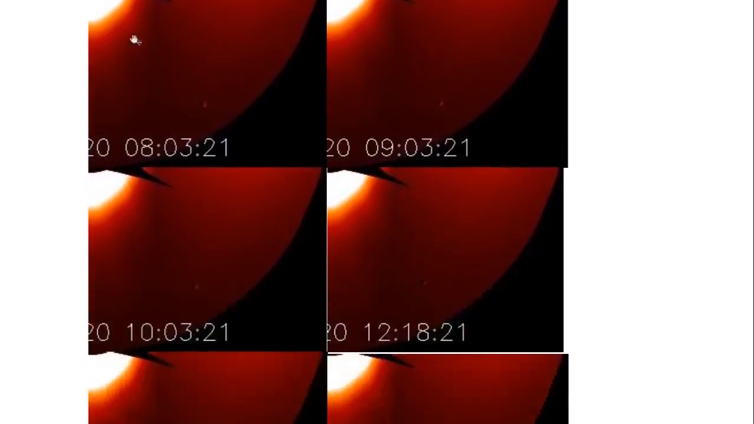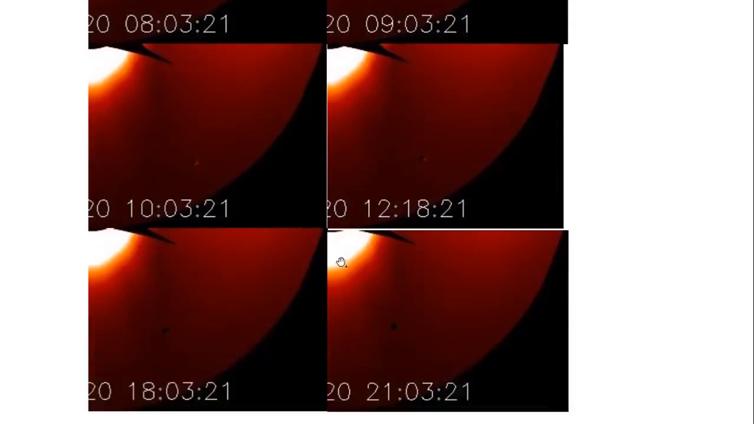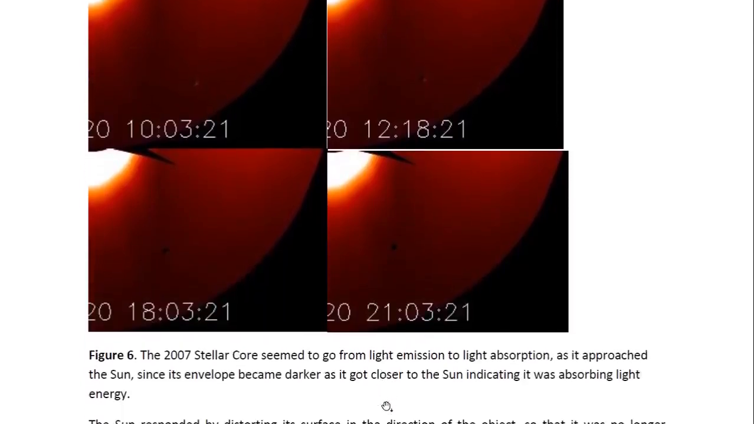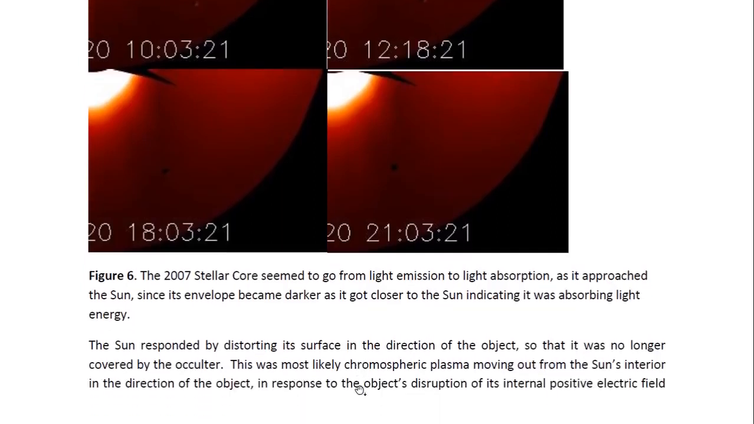And here you can see that as it approached the sun, this envelope that surrounds the object, cloud envelope, got darker and darker. You can see it approaching the sun there. So the stellar core seemed to go from light emission to light absorption as it approached the sun, since its envelope became darker as it got closer to the sun, indicating it was absorbing light energy.